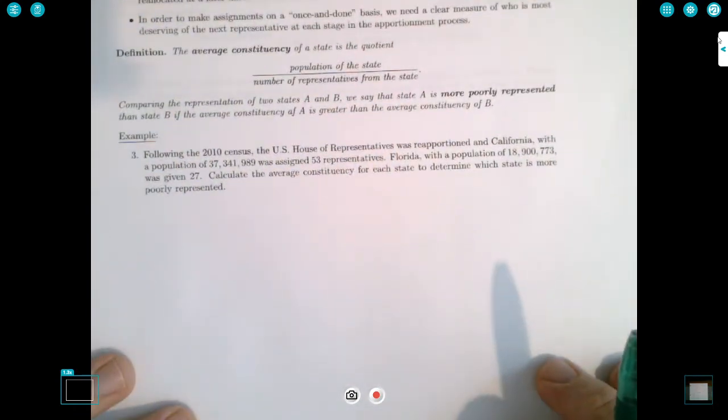Okay? So let's do an example with some actual numbers. Following the 2010 census, the U.S. House of Representatives was reapportioned, and California, with a population of 37,341,989, was assigned 53 representatives. Florida, with a population of 18,900,773, was given 27 representatives. Calculate the average constituency for each state to determine which state is more poorly represented.